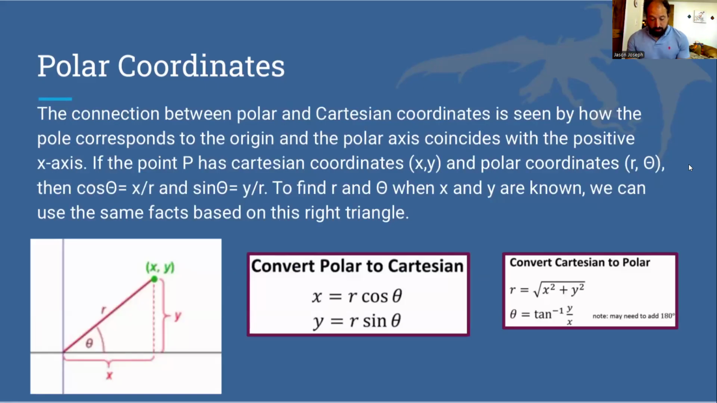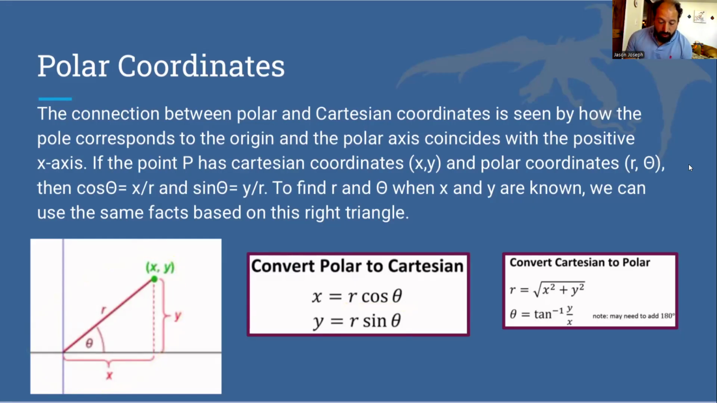Okay, this slide is very helpful because it has a way to convert between the two coordinate systems. Cartesian, X and Y, rectangular coordinates, is what we're most used to. In that system, we can just draw this right triangle and figure out that X is r cosine theta and Y is r sine theta.